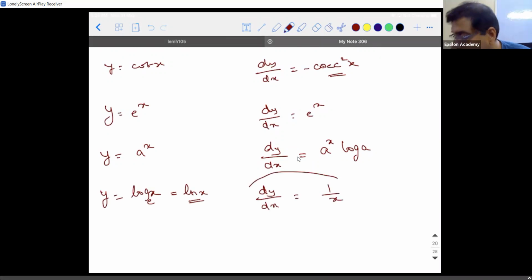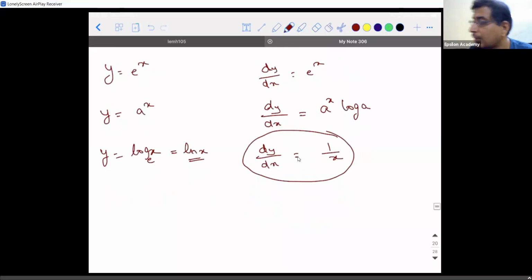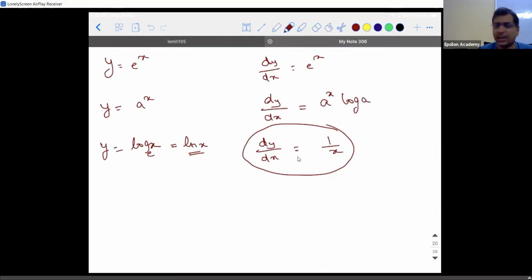There is a very, very important problem based on this difference. When time comes, I'll explain it. It's there in your textbook only. So dy by dx is equal to 1 by x. For the time being, if you know these three things, that is more than sufficient. As time progresses, whenever needed, I'll give you extra information.